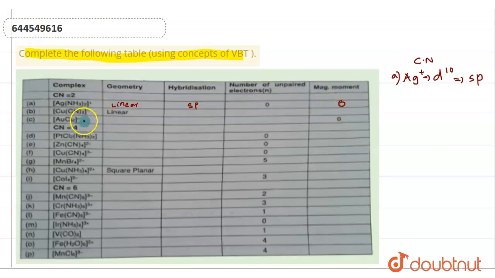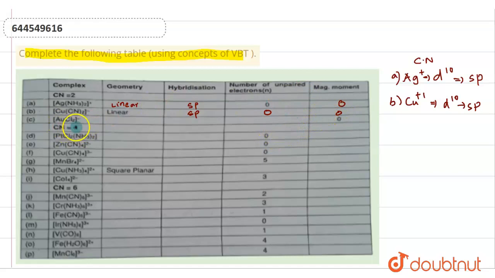Next structure is Cu(CN)2 minus, and we have been given that it is linear. Linear means it will also have sp hybridization. Cu will be in the plus 1 oxidation state, as CN minus is a negative anionic ligand. So it will have d10 and sp hybridization, 0 unpaired electrons, and the magnetic moment will also be 0.